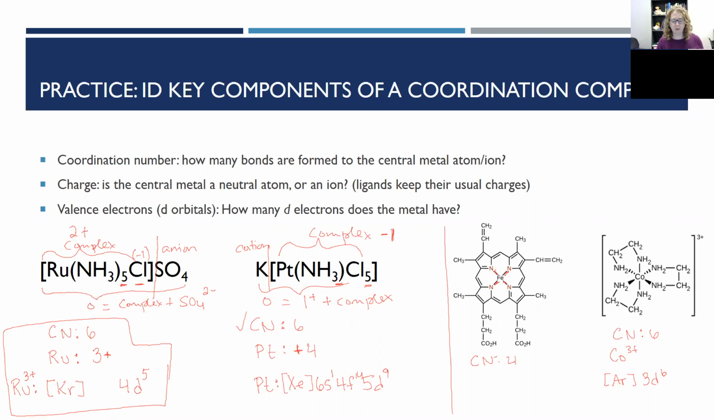And by the way, platinum neutral is a little weird. It has 6s1, 4f14, 5d9. So when we make this +4, we're of course going to lose the 6s. We're not going to touch the f's, right? This is all about the d electrons. And so we just lost 1, and so we need to lose 3 more. So it'll be 5d6.